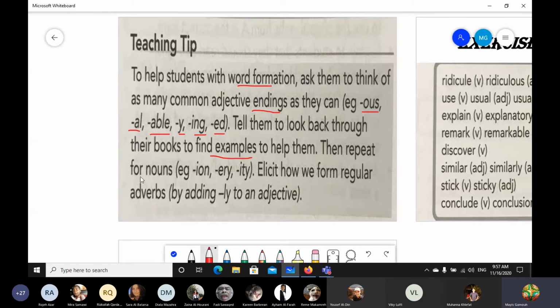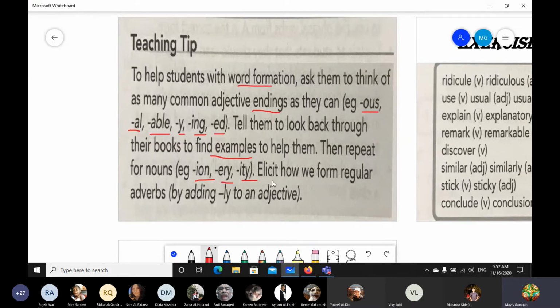Then repeat for nouns. And if you guys see ION, ERY, ITY, you should know that these are nouns. If the word ends in one of these letters or suffixes, you have to know that we are talking about nouns.